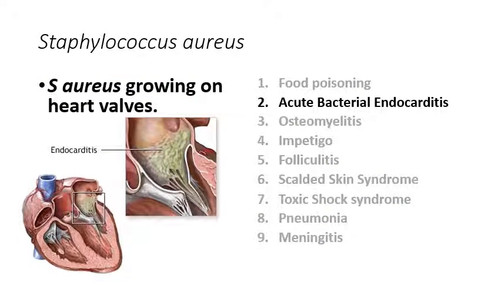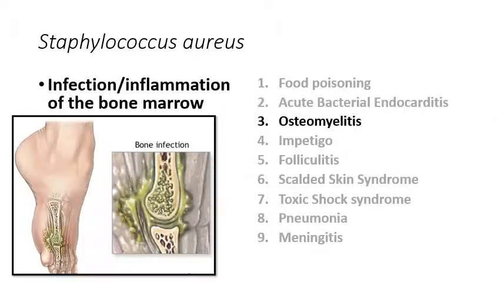Acute bacterial endocarditis, which is where the bacteria actually gets into the body and starts growing around the valves of the heart. That's another thing, right? So if I asked you which of these bacteria causes acute bacterial endocarditis, you would answer Staph aureus. Osteomyelitis is bacteria growing in the joints of bones, right? That's another thing that some virulent strains of Staph aureus cause, and that's why Staph aureus is one of the more important bacteria.